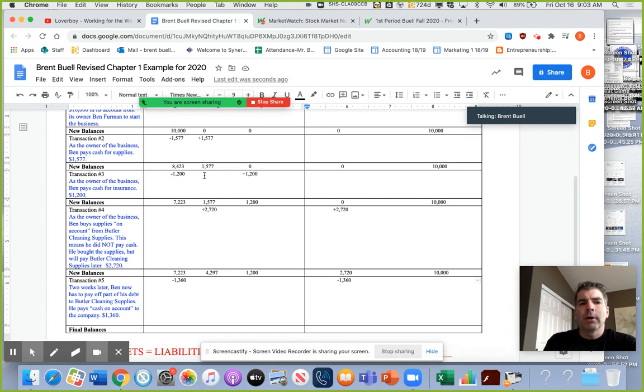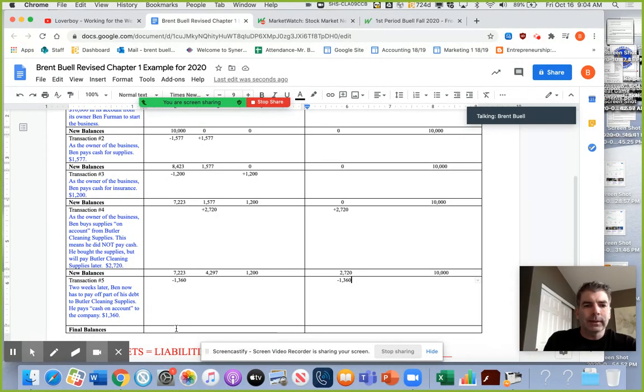Notice if you affect two accounts on the same side of the equation, so both assets, one has to be a minus, one has to be a plus. But if they're on opposite sides, then they have the same sign. You'll get that pattern eventually. Might be a little confusing to think of it that way right now.